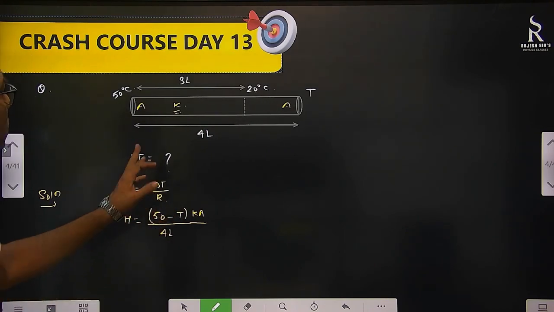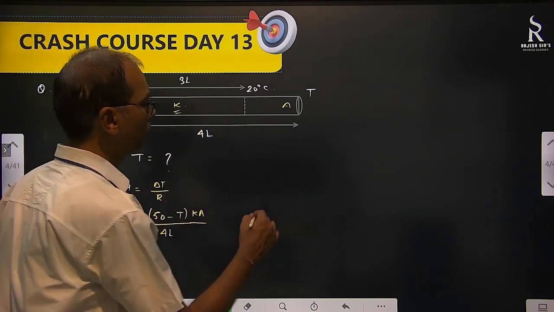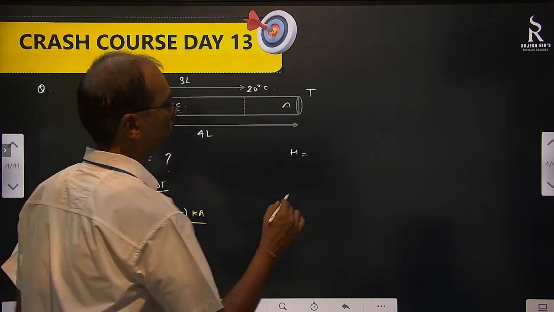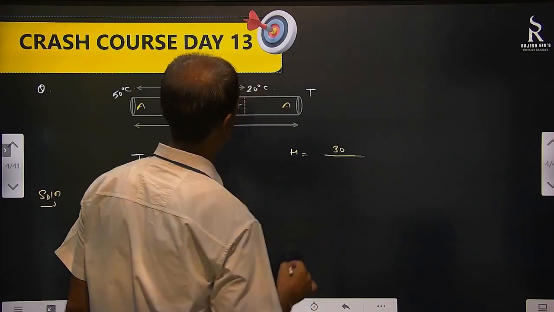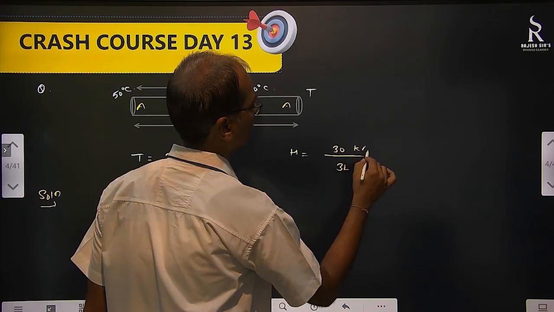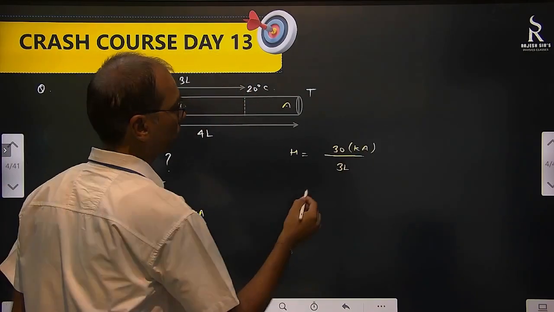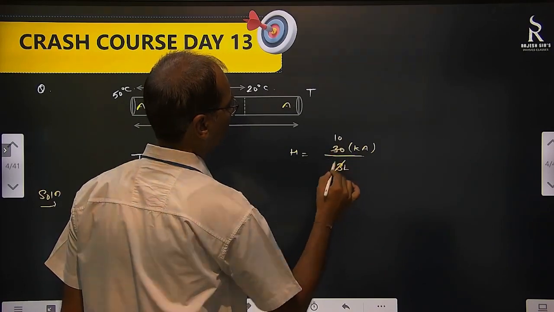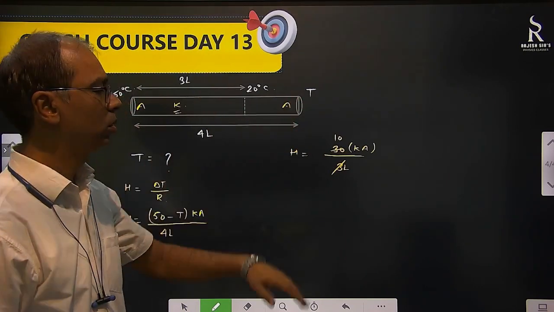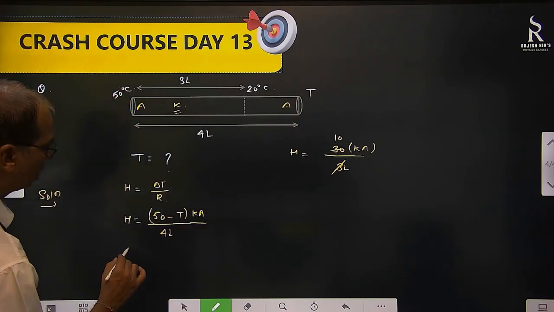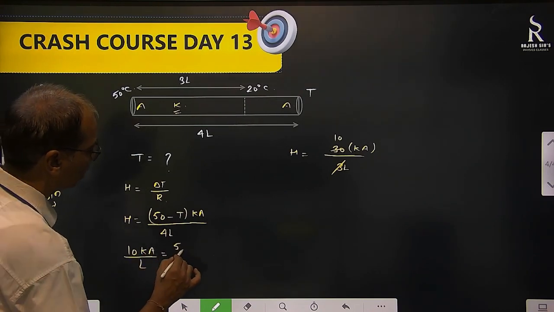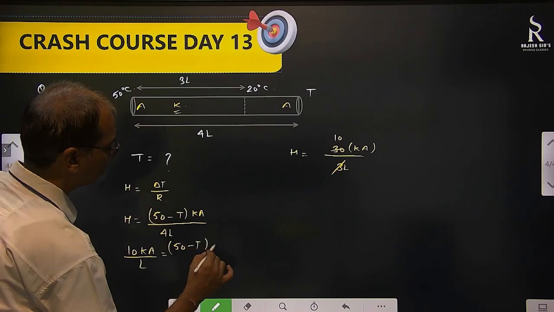This H is here also. So one more time you write H equal to temperature difference, which is 50 minus 20, so that is 30. Length is 3L, by Ka. So H value is 10 Ka by L. This value we are going to put here, because same heat is going from here to here, same heat is going throughout. So put 10 Ka by L equal to 50 minus T into Ka by 4L.